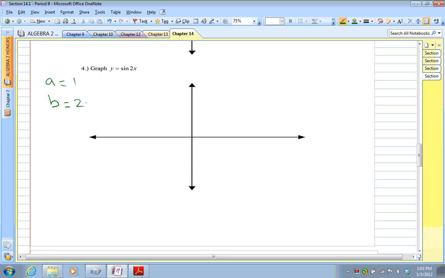All right. A equals 1 and B equals 2. So now it's the reverse of number 2, where in number 2, A is 2 and B is 1. Now A is 1 and B is 2. So the amplitude is 1. What's the period going to be? Good.